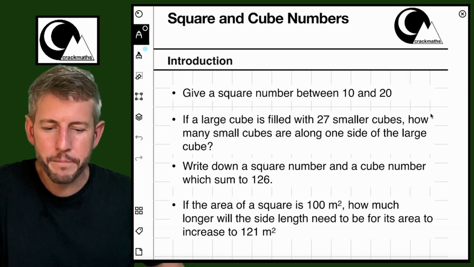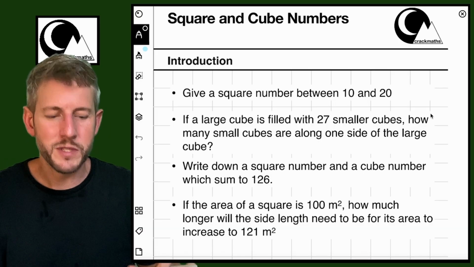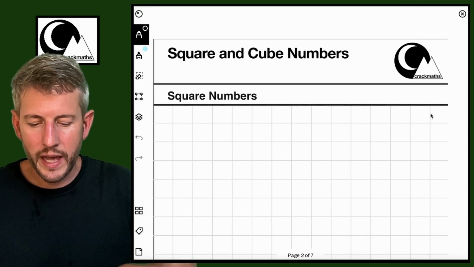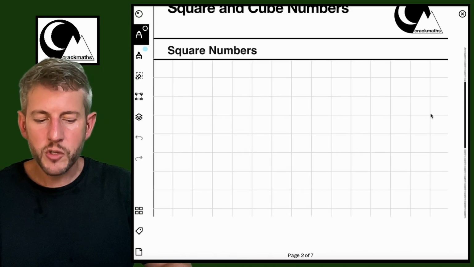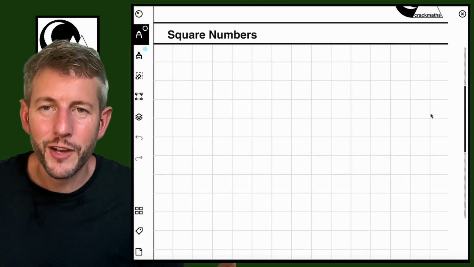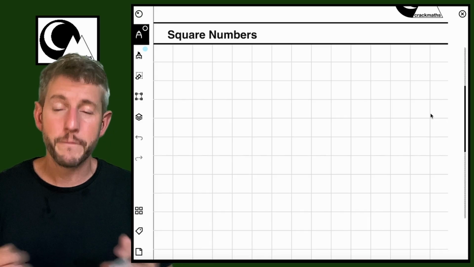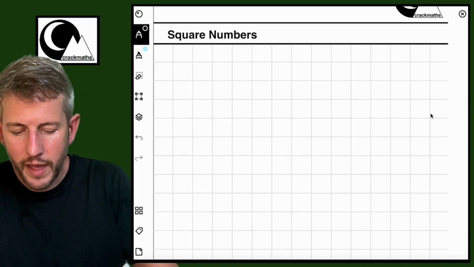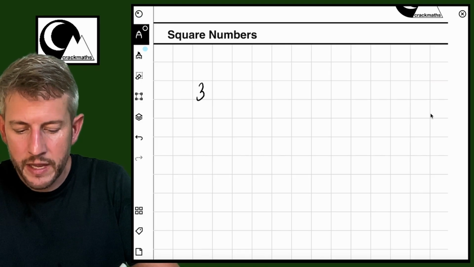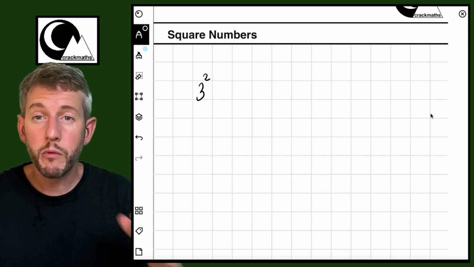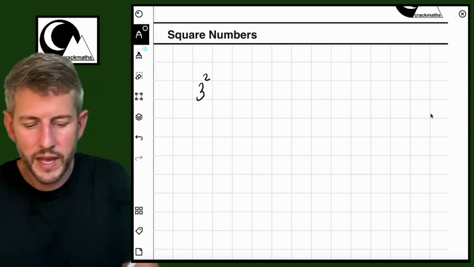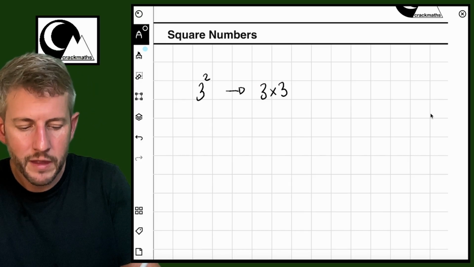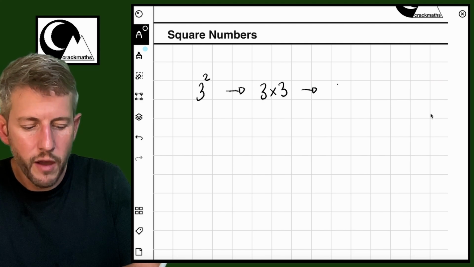Okay, so let us get first of all started on the concept of square numbers. Square numbers are numbers that we get when we multiply a number by itself. Say for example, I had a number like this, 3, and I had a little 2 here. We refer to this number as being 3 squared. Now, 3 squared gives us 3 times 3, and that gives us 9.